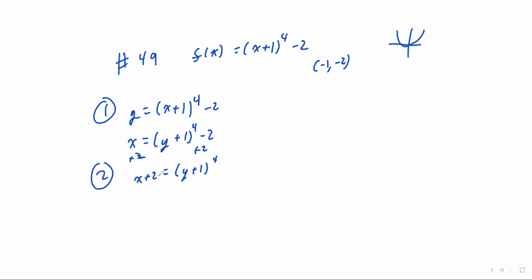The opposite operation of a 4th power is a 4th root. But because it's an even index, I have to have a plus or minus. So this becomes plus or minus the 4th root of x plus 2 equals y plus 1. I'll subtract 1 on the outside of the function.